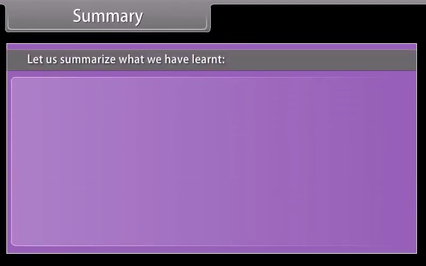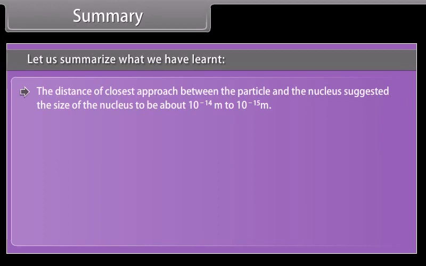Summary. Let us summarize what we have learned. The distance of closest approach between the particle and the nucleus suggested the size of the nucleus to be about 10^-14 meter to 10^-15 meter.